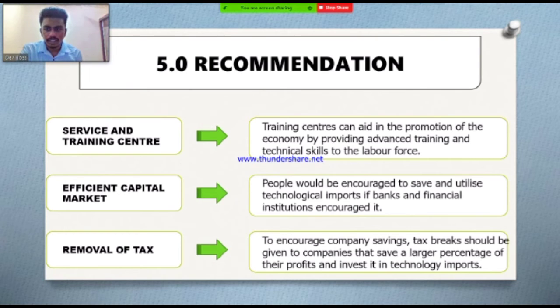Third recommendation is removal of tax. To encourage company savings, tax breaks should be given to companies that save a larger percentage of their profits and invest it in technology imports.